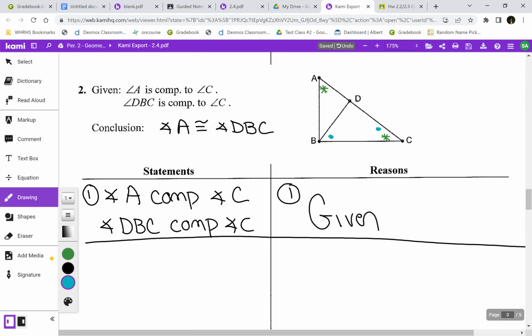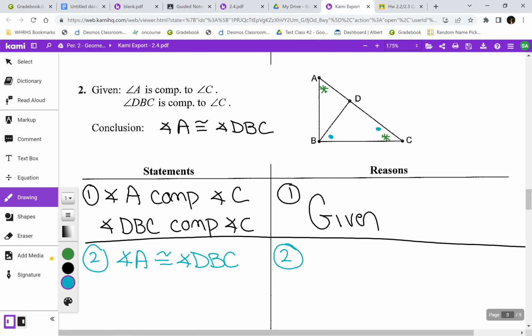Well, if angle A is a complement to angle C and angle DBC is a complement to angle C, can't we conclude that angle A and angle DBC have to be congruent? Yeah, so statement 2, we're going to say angle A is congruent to angle DBC. Who thinks they know which of the 4 theorems we're using here? Which of the 4 theorems will we use? Only Michael knows? I think more people will know.